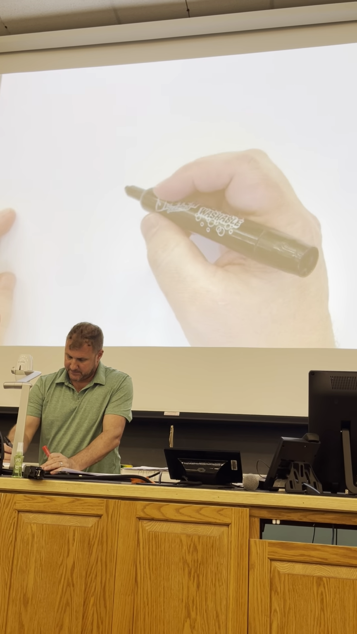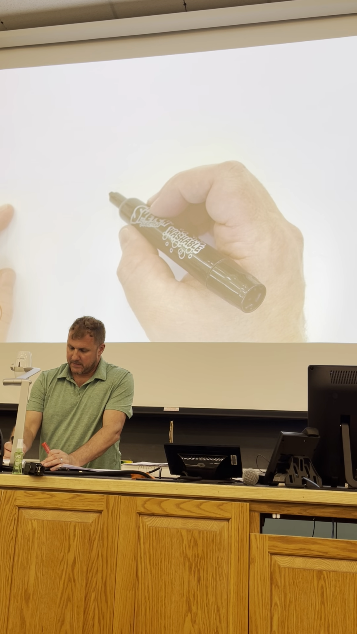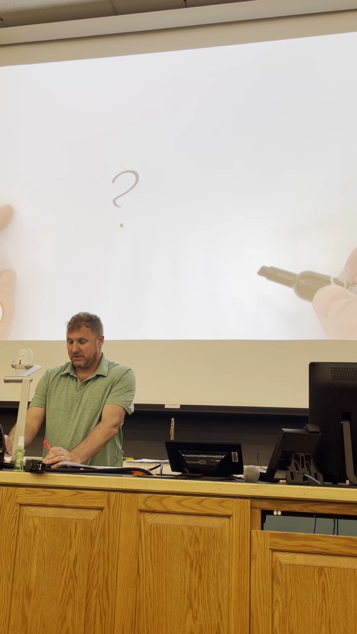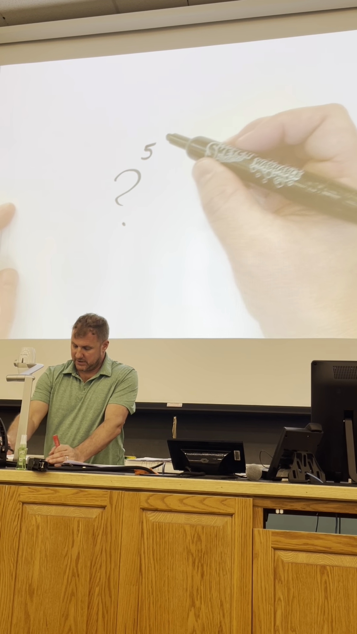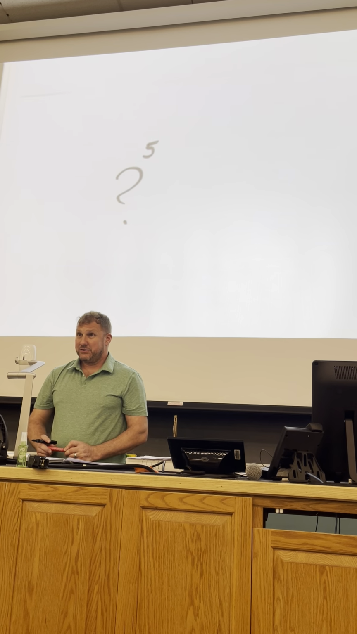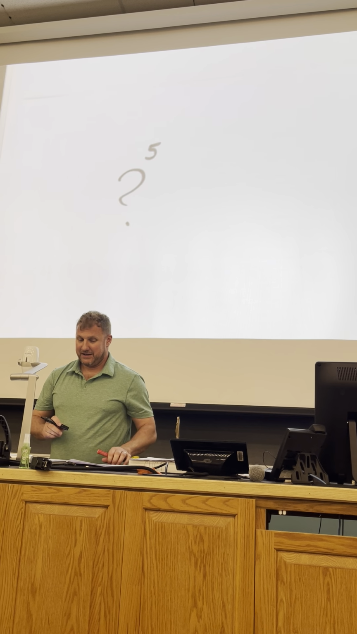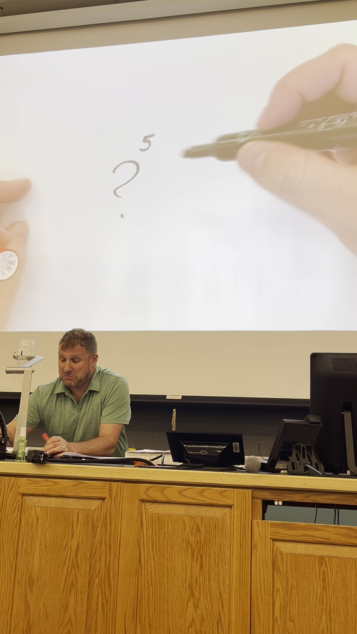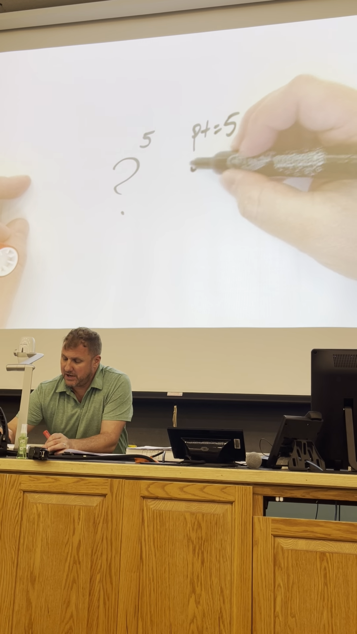If I gave you something like this, there's the symbol. We don't know what the symbol is. And I gave you the atomic number of 5. Just from that information, what could you tell me? It's a neutral particle. It's got 5 protons. We know how many protons it's got. How many electrons? 5.